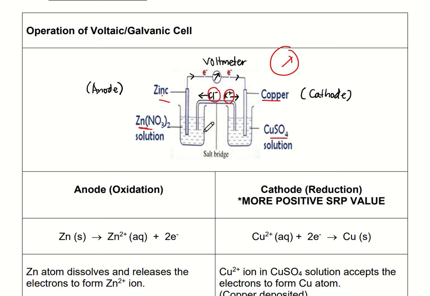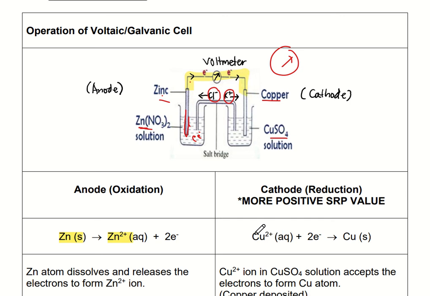Okay, lepas tu kita kena lukis dia punya movement of the electron. You kena label this is anode. So the electron kena tahu dia bergerak daripada anode ke cathode. Anode maksudnya dia akan release the electron. So zinc kat sini dia akan makin menipis, so dia akan buang elektron. Elektron ni dia akan naik kat sini, dia bergerak sini. So copper ni akan gain the electron.